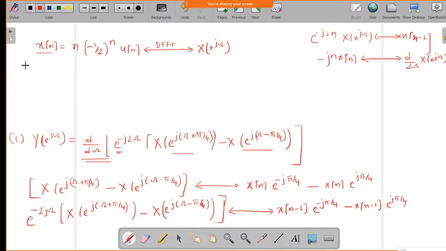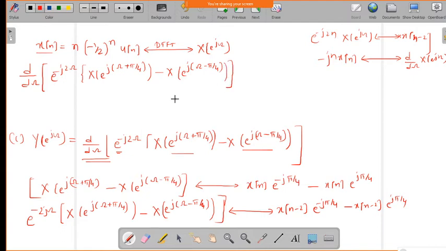use the d by d omega, that is d by d omega of e power minus j 2 omega into x of e power j into omega plus pi by 4 minus x of e power j into omega minus pi by 4. So this gives, okay, now we know the result for this, so multiply by minus jn.